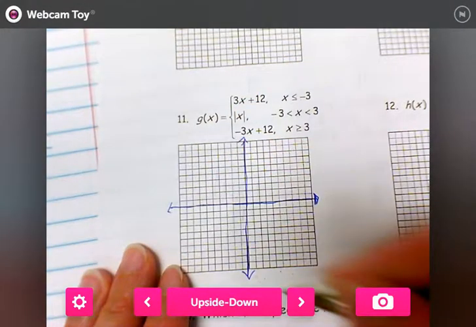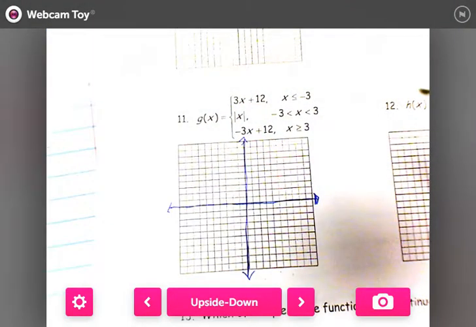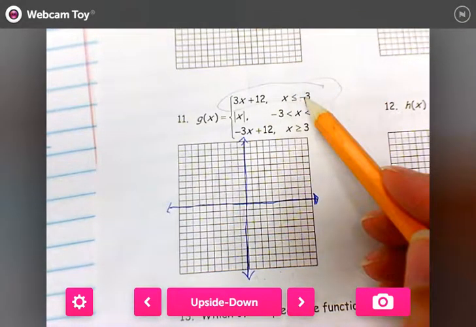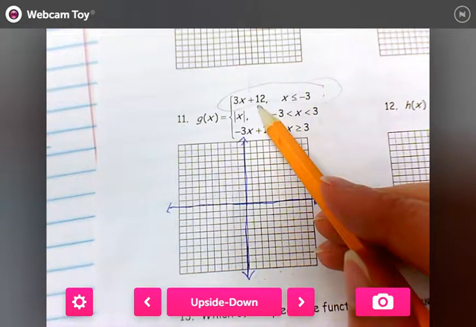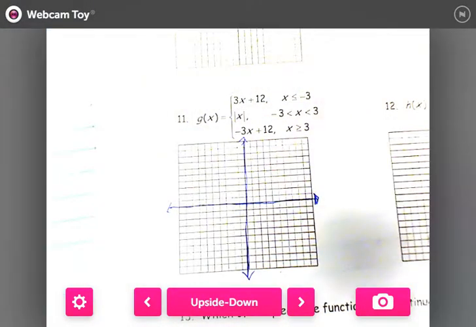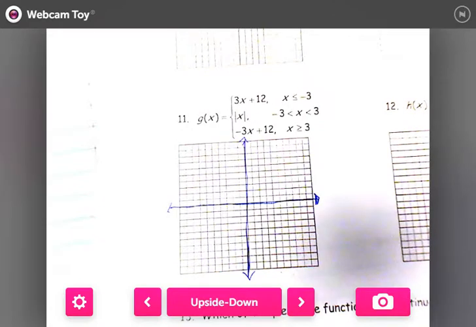Okay, here we've got number 11. The top says when x is less than or equal to -3, we have 3x plus 12. So I like to go ahead and just draw the line and then erase the part that I don't need. Does that make sense what I'm doing? Yeah. Okay, so I'm going to do this.